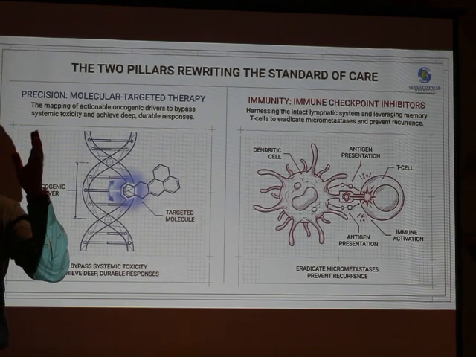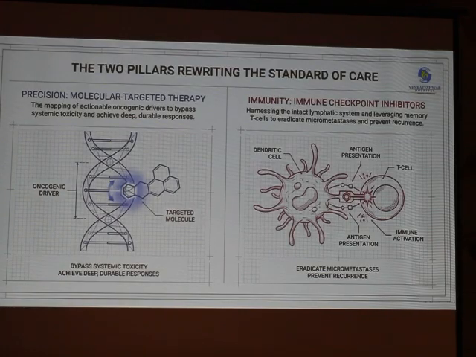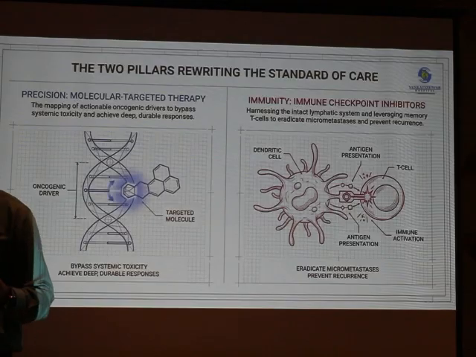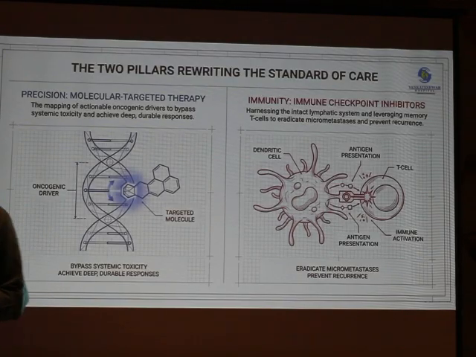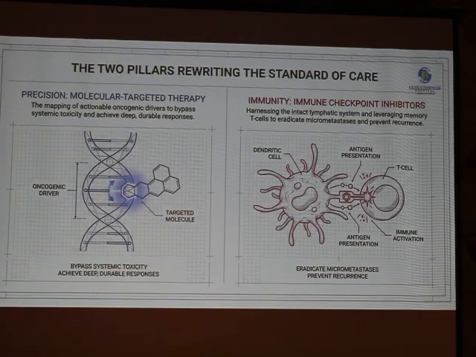In European and Americans, this number is even lower. So it is somewhere around 15 to 20%. But in Asians, we have a probability of getting a target in 40 to 45% of patients. Now what are these targets?